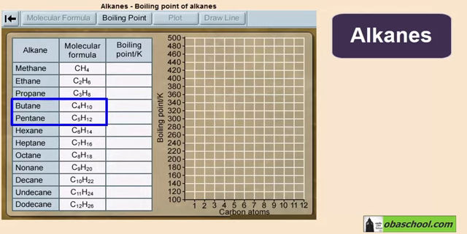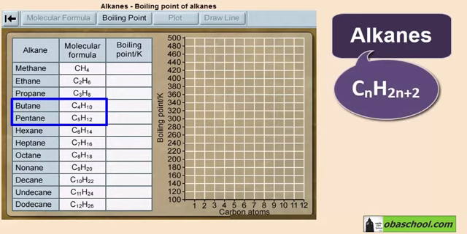So for example, if we take pentane, pentane has 5 carbon atoms and 12 hydrogen atoms. Butane, which is the alkane before pentane, has 4 carbon atoms and 10 hydrogen atoms. The general formula of an alkane is CnH2n+2.